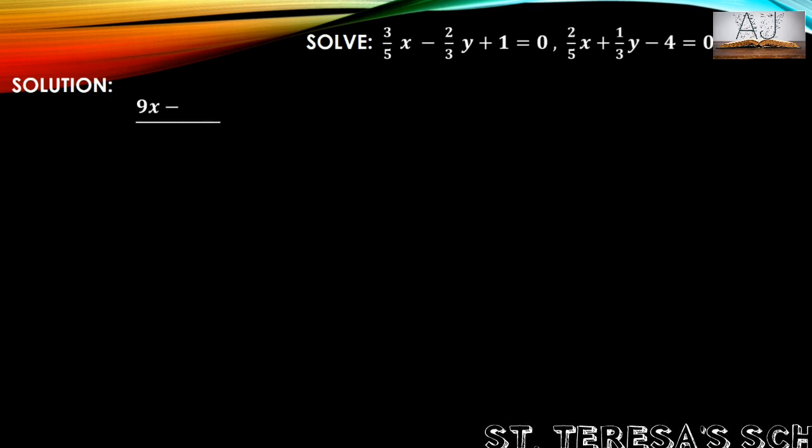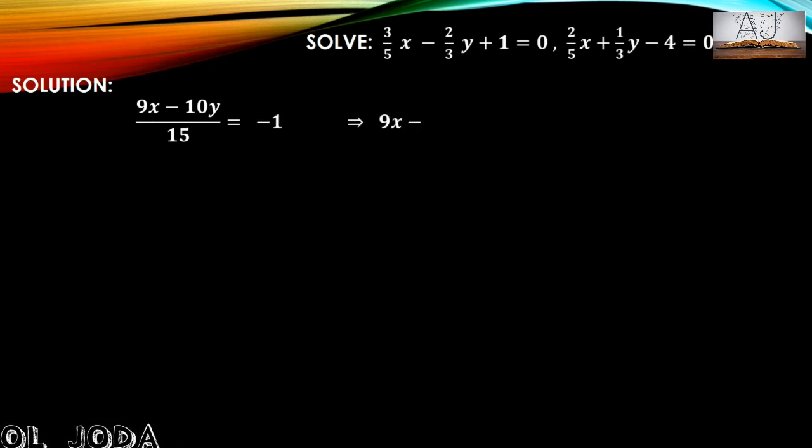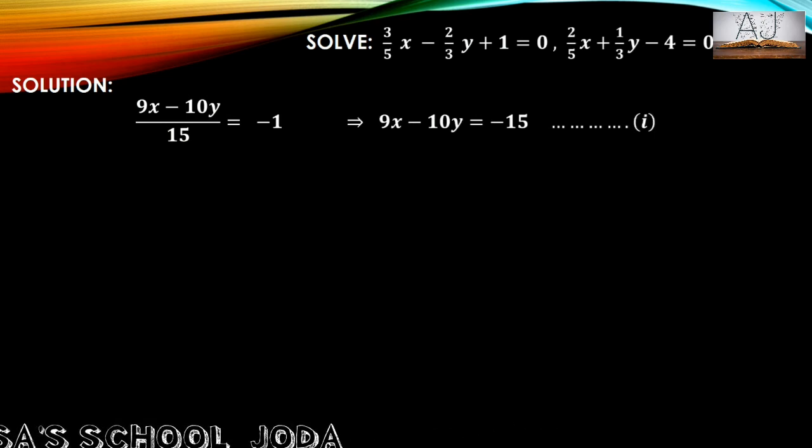Okay, now let us start. So LCM of 3 and 5 is 15. So (9x minus 10y) whole by 15 equals minus 1. Second, 15 is taken to the other side. So 9x minus 10y equals minus 1 into 15, which is minus 15.